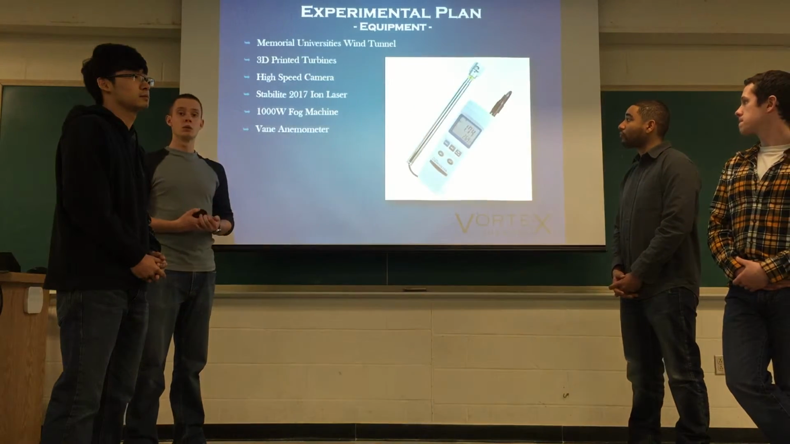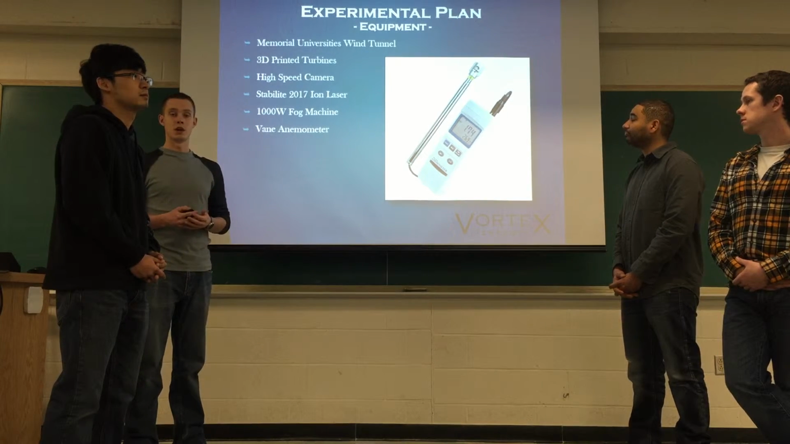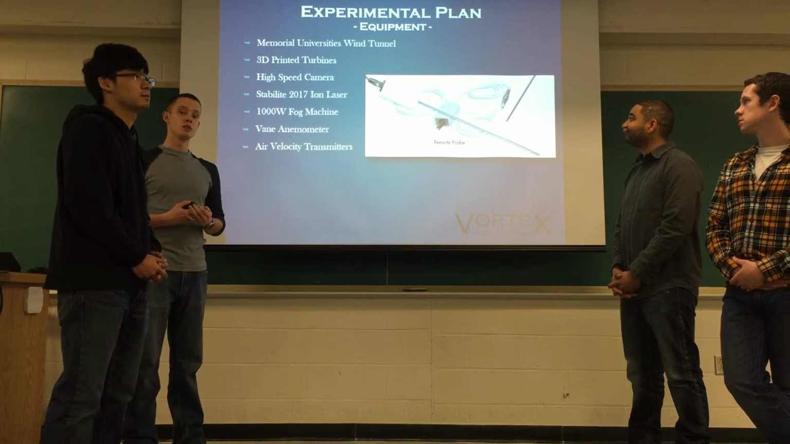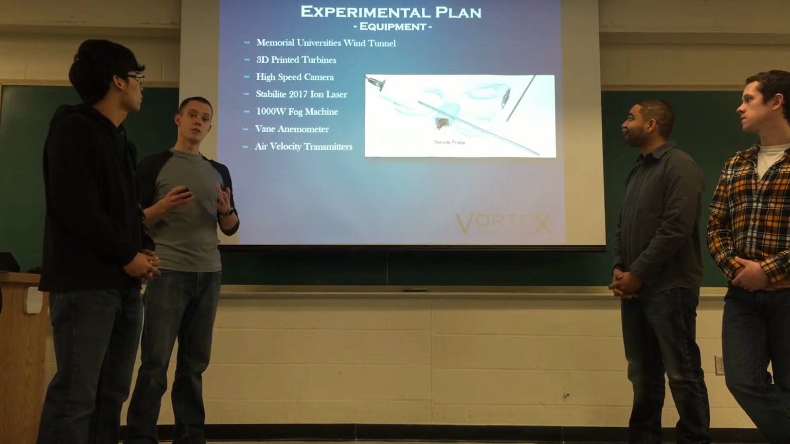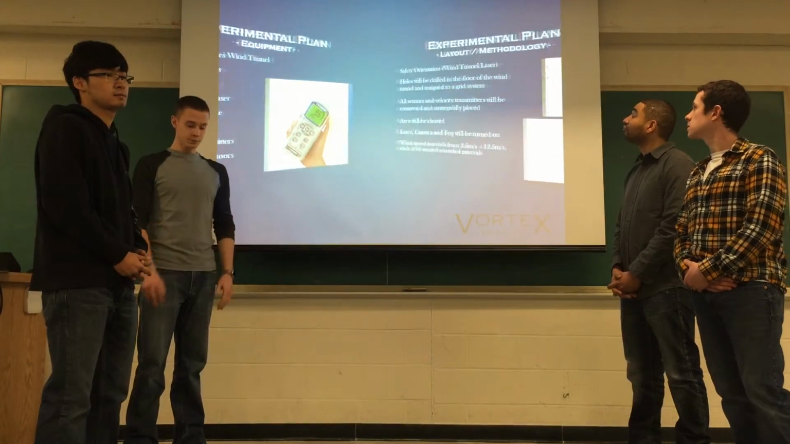In addition to this, the equipment that we'll use is a vane anemometer. We're going to use this to get the wind speed upstream of our turbine array. We're going to use some velocimeters within our grid that we're going to choose so we can get air velocity readings downstream of our turbines. And we're going to use various pressure sensors as well.